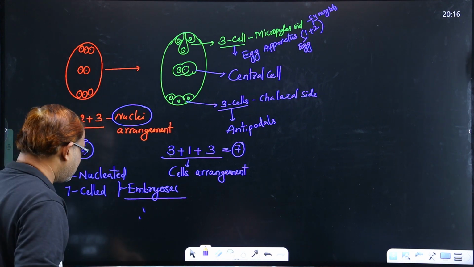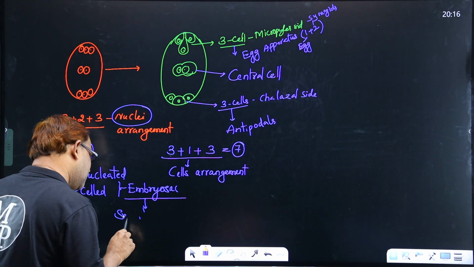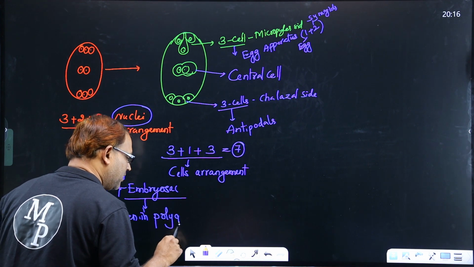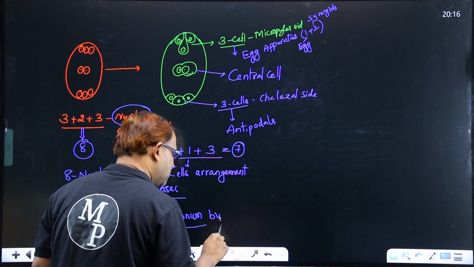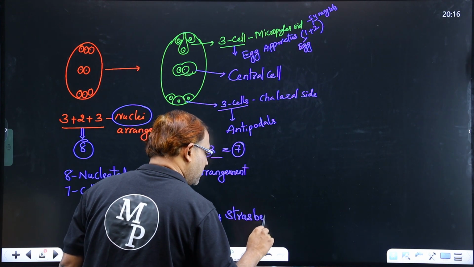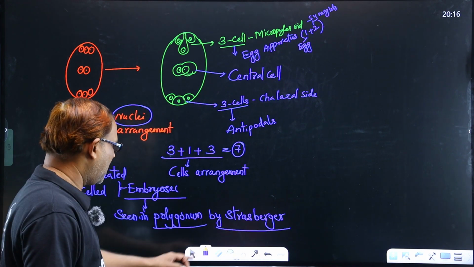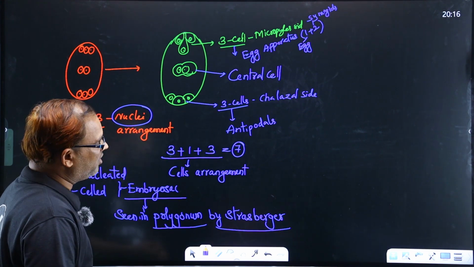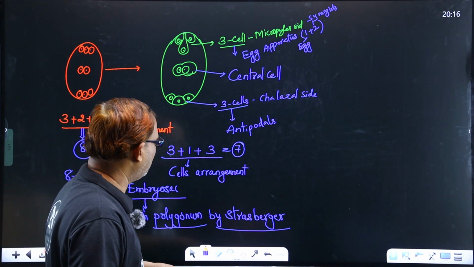This type of embryo sac is seen in where? It is seen in the Polygonum plant, discovered by Strasburger, the scientist. Strasburger observed it in Polygonum plant. That's why this type of gametophyte is also called the Polygonum type of female gametophyte.